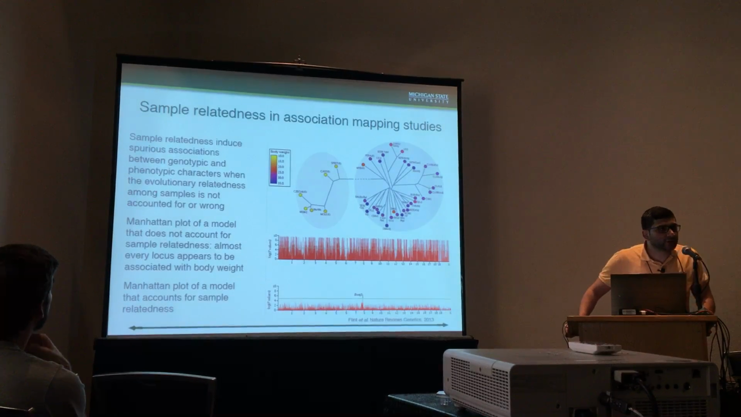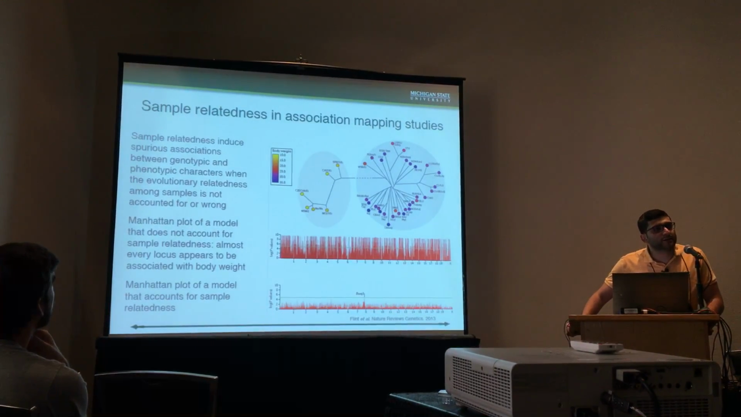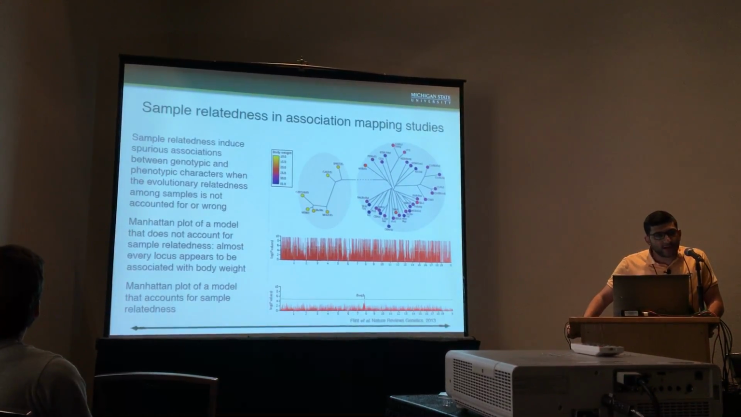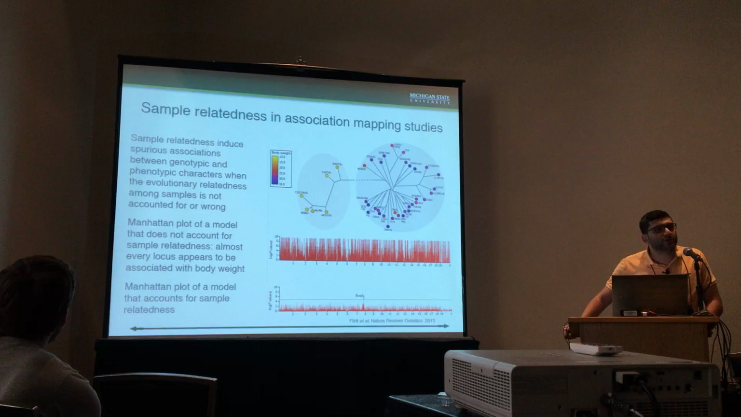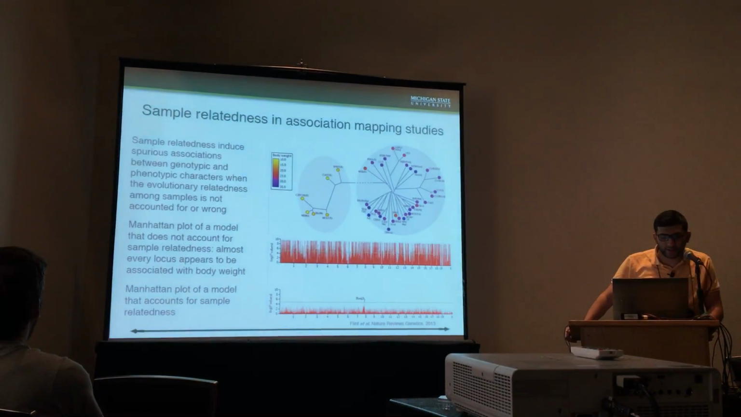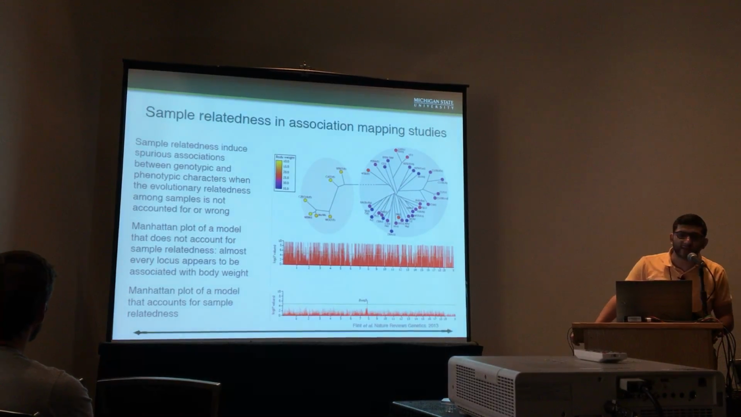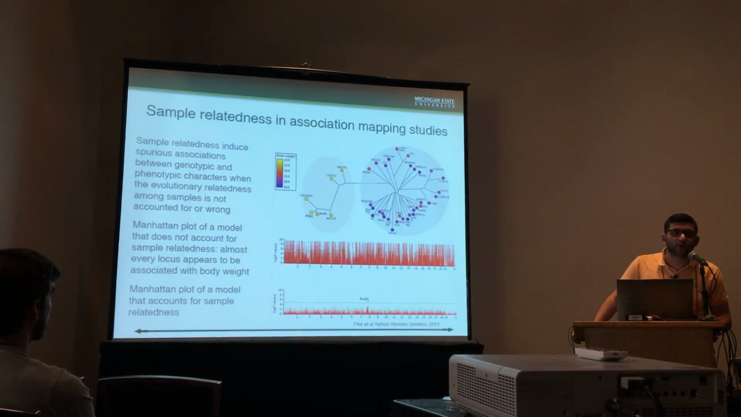Now, one of the key issues that need to be addressed when conducting any association mapping experiment is sample relatedness. Sample relatedness or population structure could induce spurious associations between genotypic and phenotypic characters when the actual evolutionary relatedness is not accounted for or is modeled incorrectly.